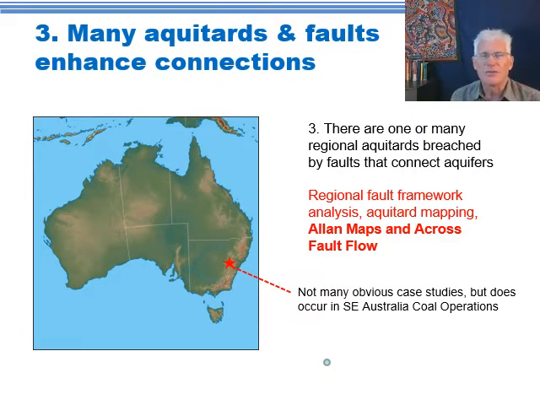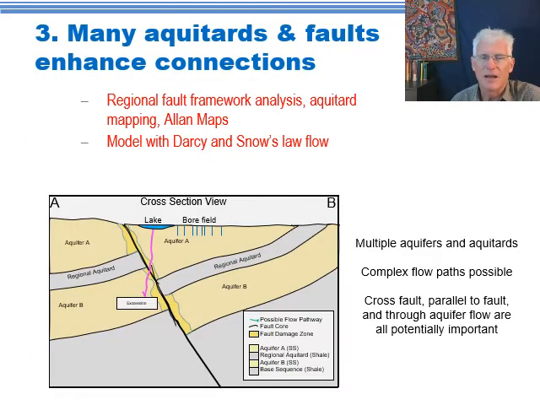So scenario 3 is the most complicated, perhaps. Multiple aquitards and faults provide connections. In this situation, there's not too many obvious case studies that we can share, but we can tell you that this does occur in Southeast Australia, particularly in some coal mining situations. And the key elements would look something like this schematic cross-section.